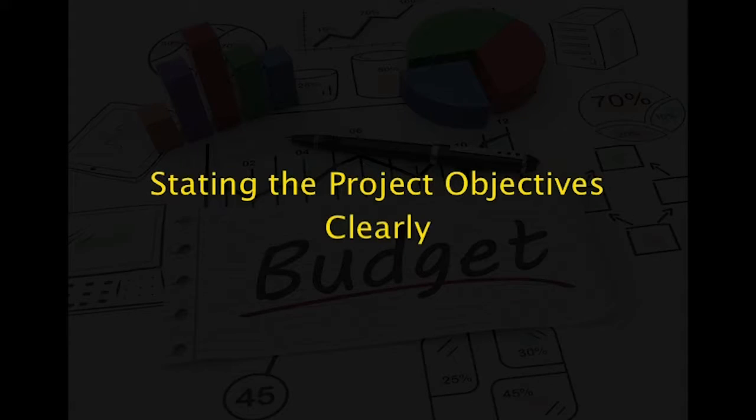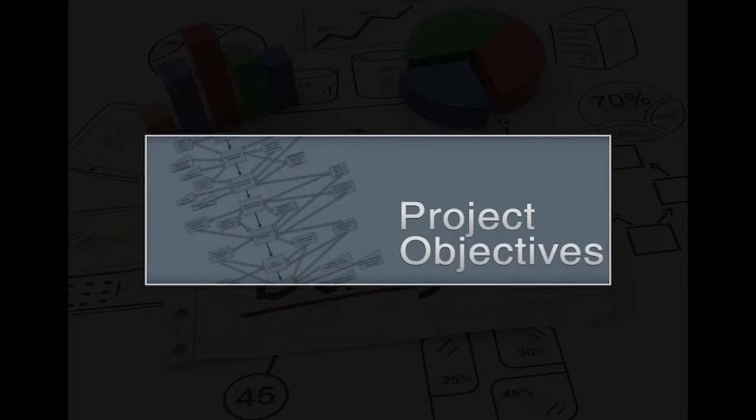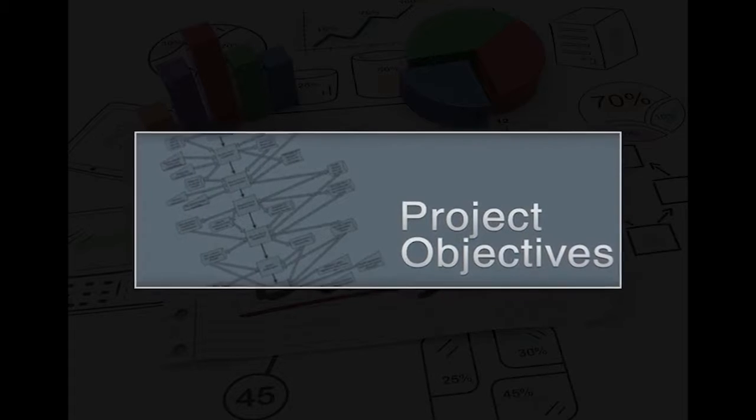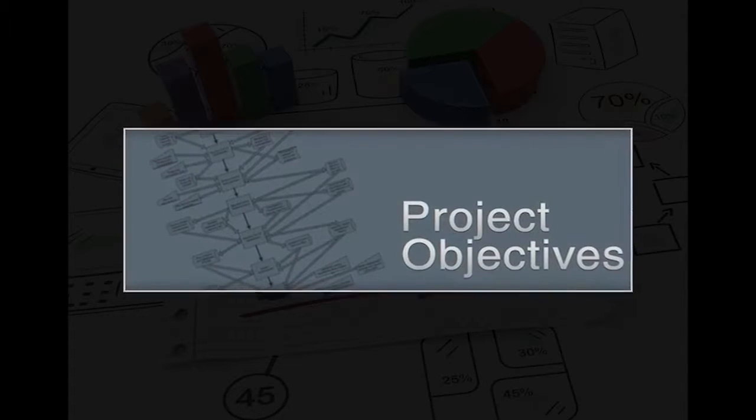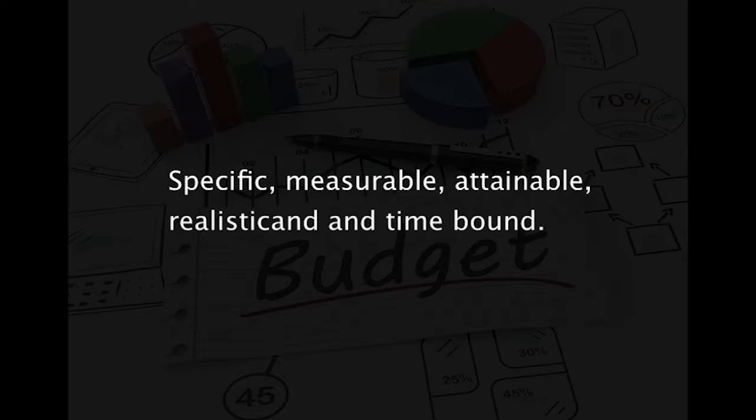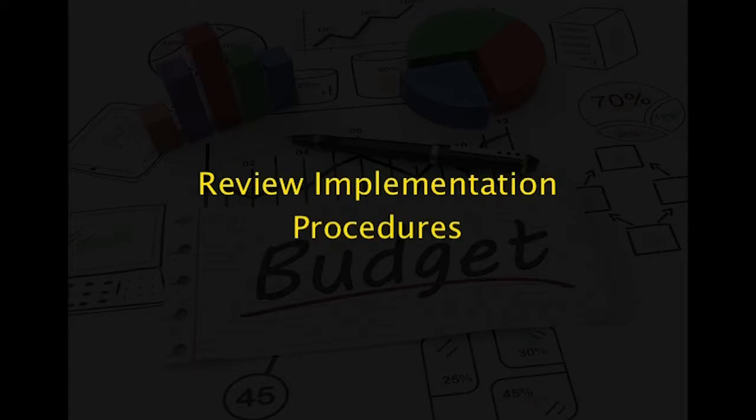A monitoring system is designed with certain steps. First is stating the project objectives clearly. That forms the basis for monitoring. Project objectives should be revised to ensure that they are clearly stated and remain SMART, that is specific, measurable, attainable, realistic and time bound. It would be helpful if stakeholders also have a review of project documents with the mentioned objectives. Second, review implementation procedures.